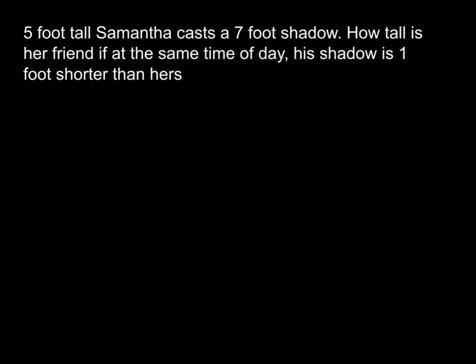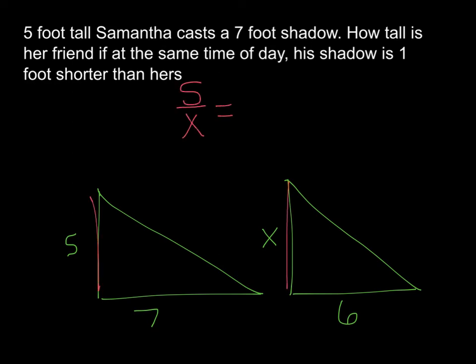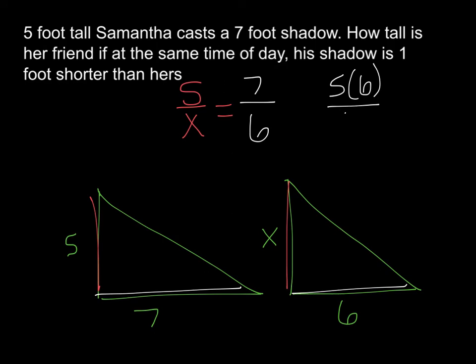Okay, one more here. We've got 5-foot tall Samantha. I'm just going to draw her here. She has a 7-foot shadow. How tall is her friend if at the same time of day his shadow is 1 foot shorter than hers? If her shadow is 7 feet, his shadow is 1 foot shorter, so his is going to be 6. And we want to know his height. So set up a proportion. 5 over x, the height over the height, equals 7 over 6. 5 times 6 is 30. 30 divided by 7 is 4.2857. Let's call this 4.3. So he is 4.3 feet.